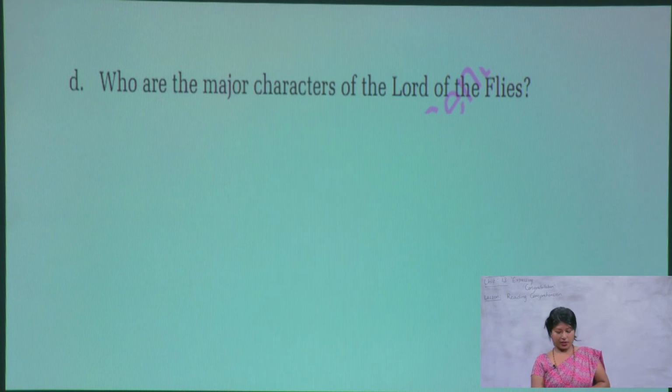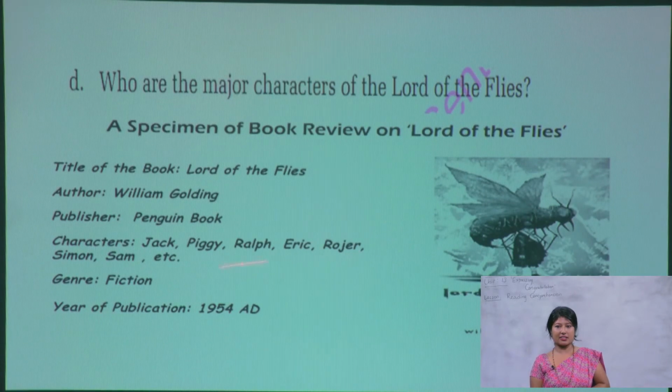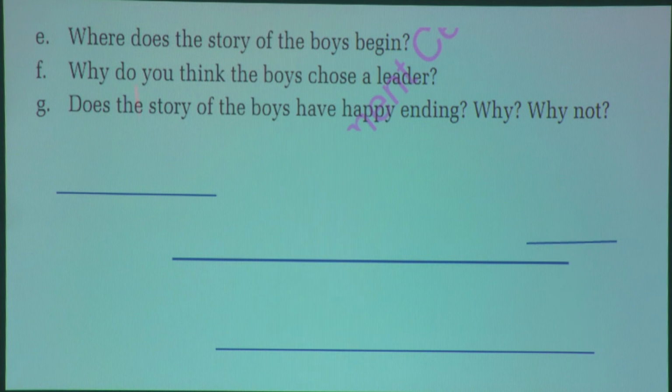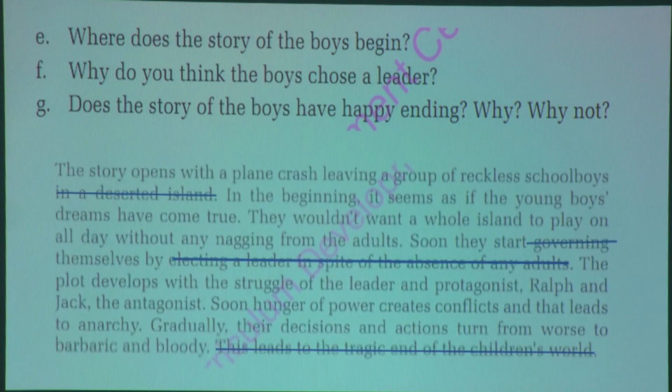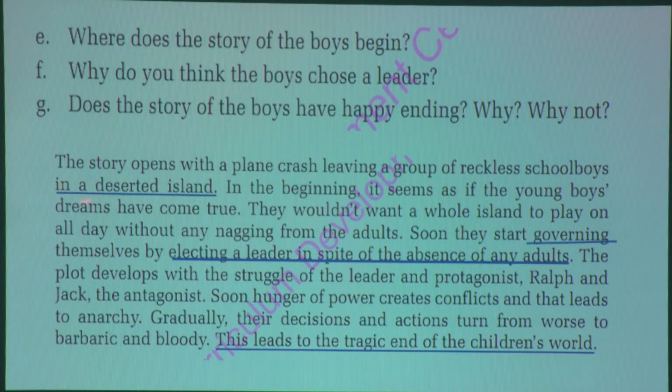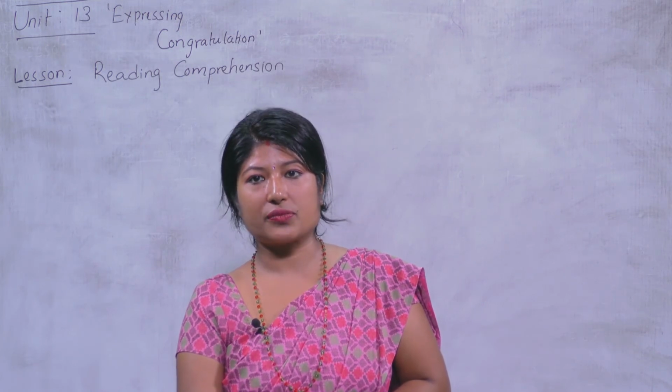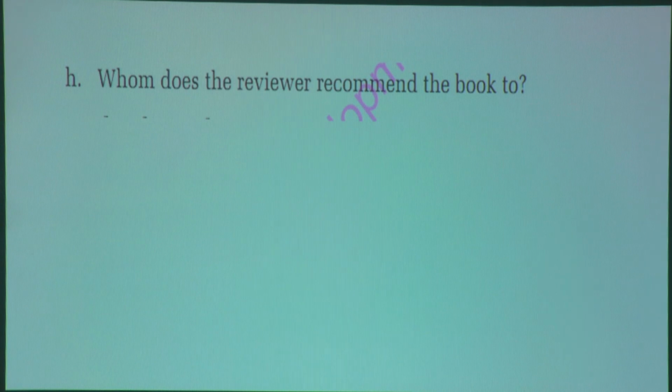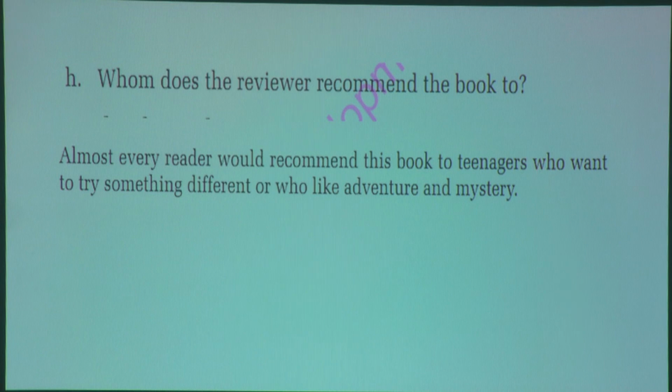Who are the major characters of Lord of the Flies? These are the major characters, exactly mentioned. Next question: where does the story of the boys begin? Why do you think the boys choose a leader, and does the story of the boys have a happy ending? We find this in this paragraph. All answers are there. The story begins on a deserted island, and they choose a leader for governing. The story of the boys does not have a good ending because there was a tragic ending. What was the reason behind it? The hunger, the problems, the conflicts. Due to that, there was a tragic end. Another question is, whom does the reviewer recommend this book to? It's directly written, this book is recommended to teenagers.